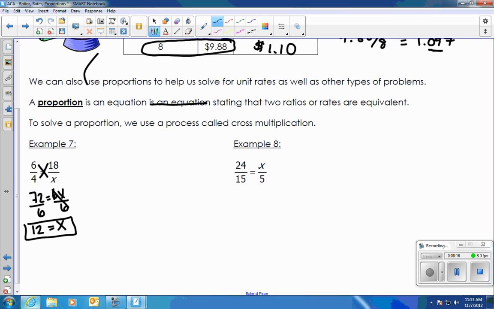On this one, I multiply 15 times x, and that gives me 15x. Then I multiply 24 times 5, and that gives me 120. To undo multiplication, I use division. So x is equal to 8.